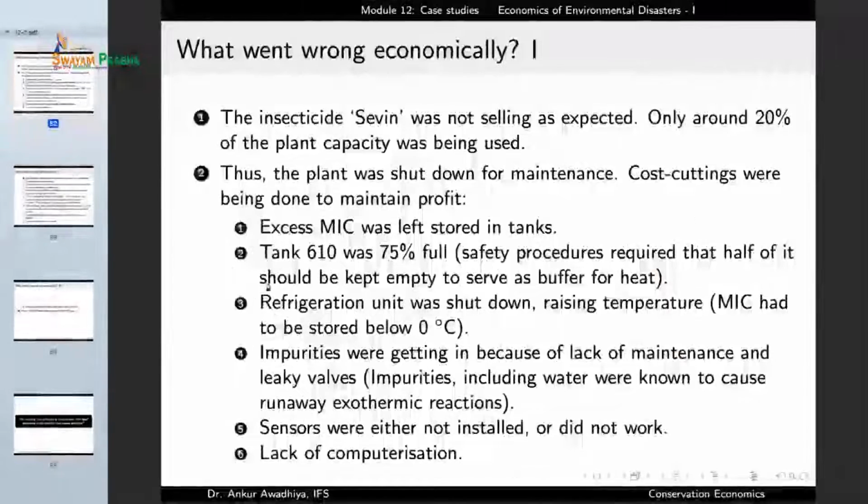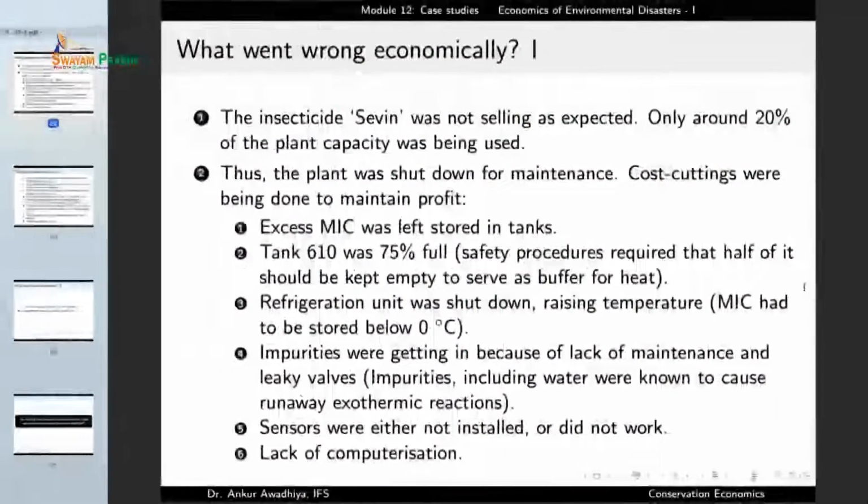Then not only was it stored in the tanks, it was stored above the requisite capacity. So the tank from which the gas was leaked was 75% full when safety procedures required that half of it should be kept empty to serve as buffer for heat. That is, when this gas is being stored in a tank, it is being stored above the capacity because again, why run the equipment again and again to manufacture the gas? So they were trying to maximize the storage of the tank of the gas.